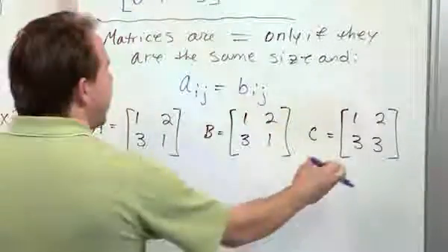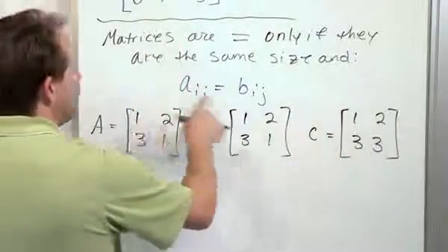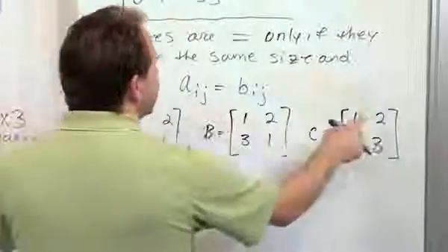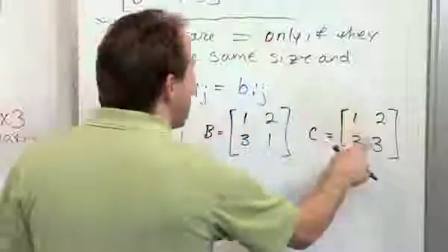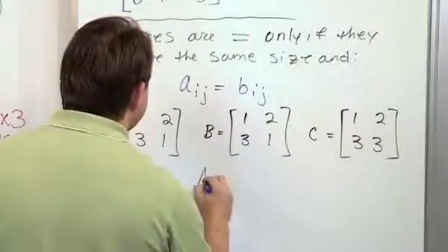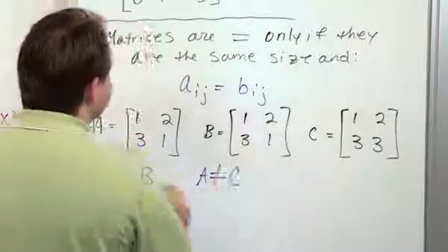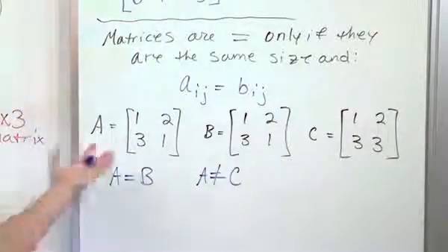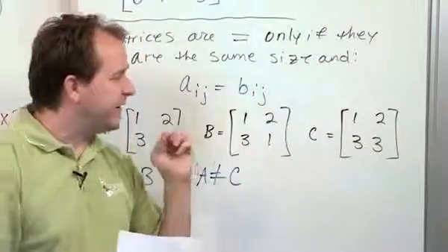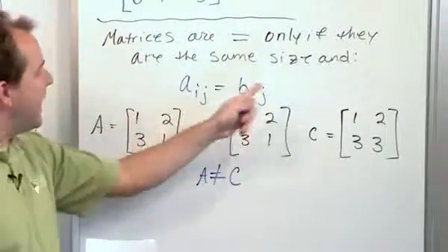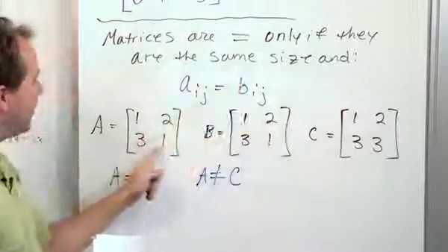Now let's look at matrix A and matrix C. This element is equal to this one, this element is equal to this one, this element is equal to this one, this element is not equal to this one. So we say that matrix A is not equal to matrix C. And because A and B are the same matrix, we also know that B is not equal to C. So you see the subtlety there. Every element there is equal except just one of them.